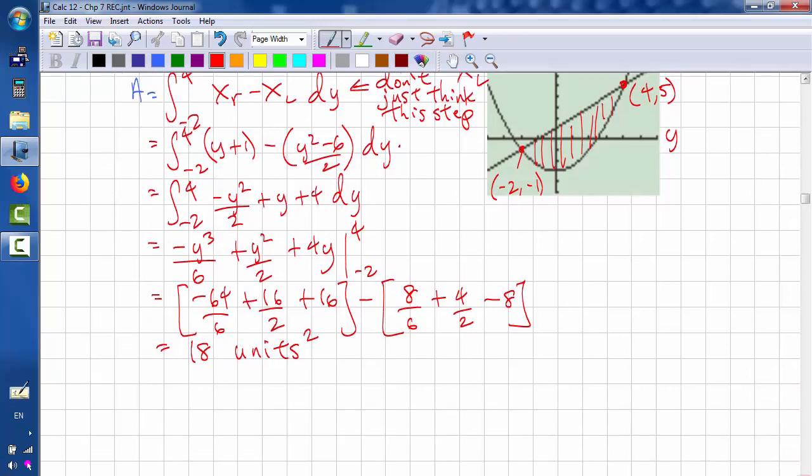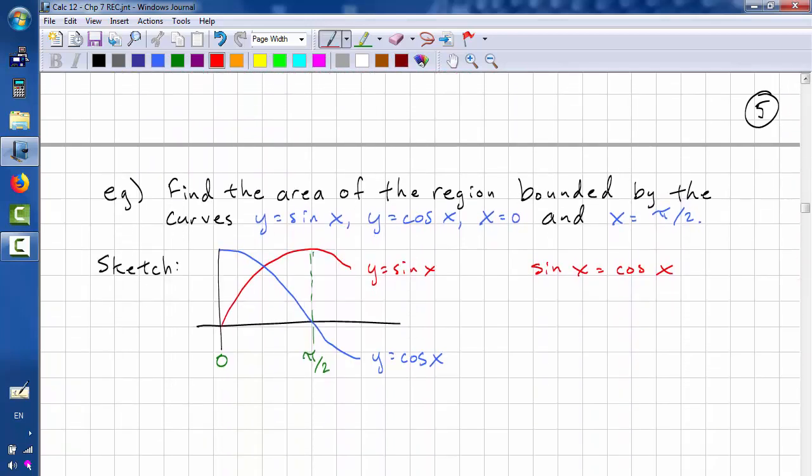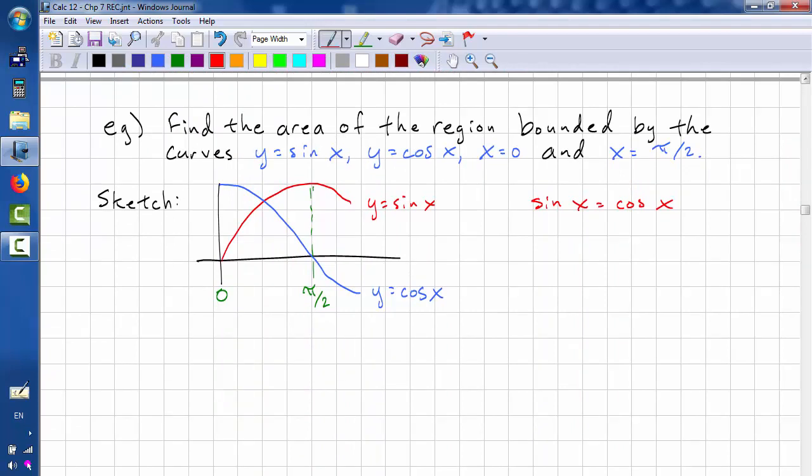Let's look at another example. Find the area of the region bounded by the curves y equals sine x, y equals cos x, x equals 0, and x equals pi over 2. Okay, we have our boundaries here, and since the boundaries are here, it makes sense to integrate with respect to x. We'll have cos x minus sine x for this partition, and we have sine x minus cos x for that partition.